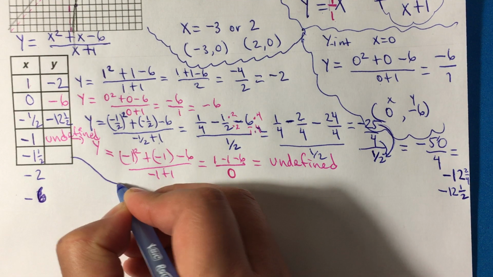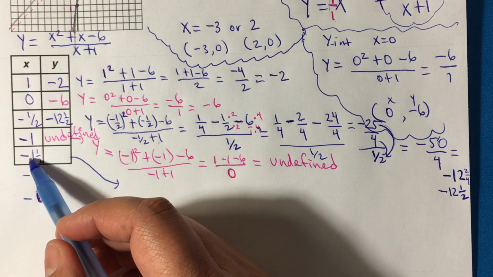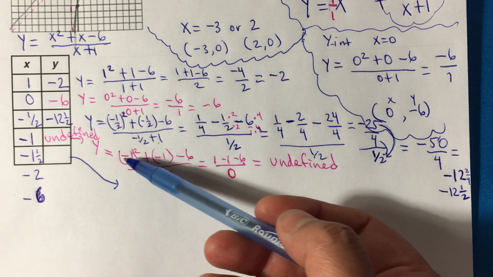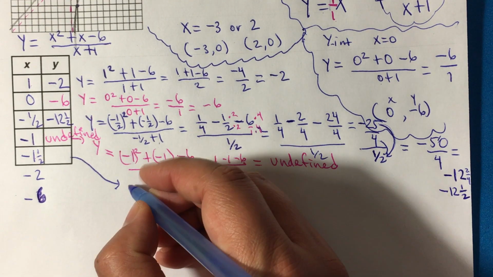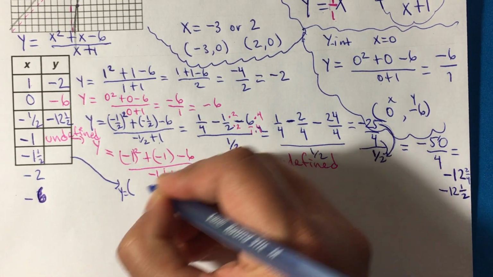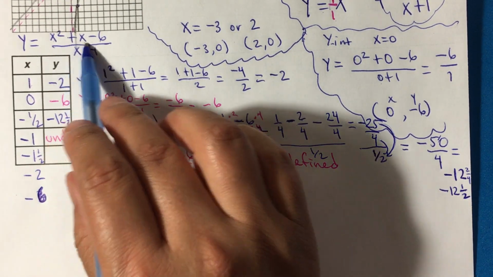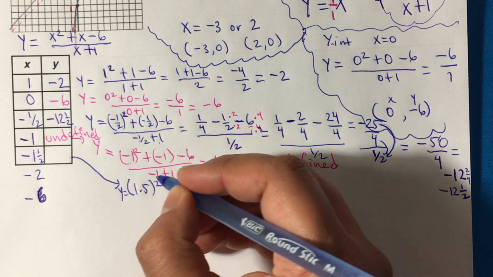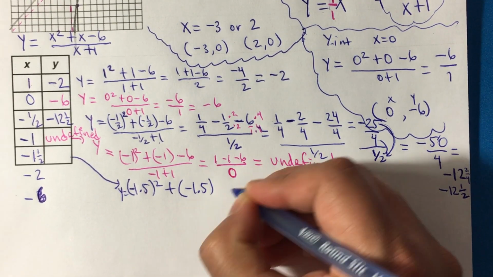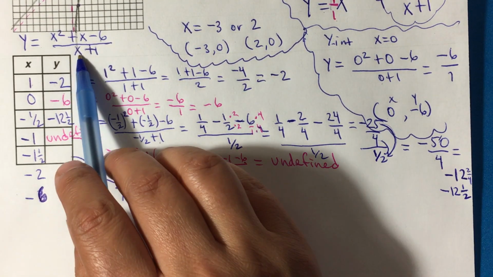Okay, for the next one, I'm just going to work with decimals, but you can always convert it: 2 times 1 is 2 plus 1 is 3, negative 3/2. Okay, you can work with negative 3/2 for the values of x. So negative 1 and 1/2 is negative, y equals negative 1.5 squared plus, I forgot the negative, plus negative 1.5 minus 6 divided by negative 1.5 plus 1.